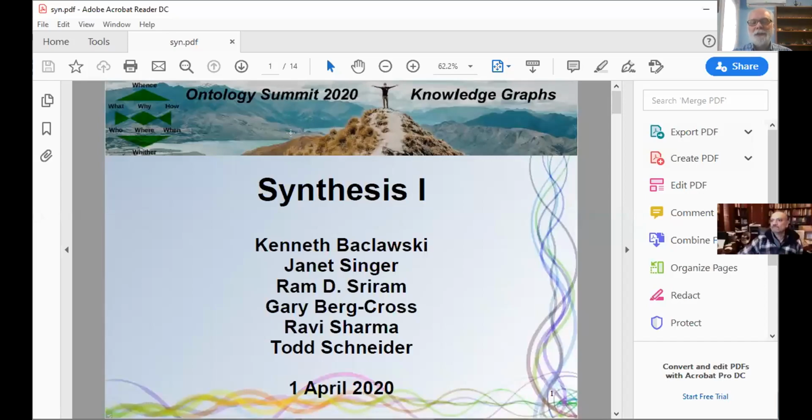So welcome everyone to Ontology Summit 2020. Today is the 1st of April 2020, and the session today is the second synthesis session. And I will be giving a presentation which is labeled Synthesis 1. Sorry about that. It was intended to be a summary of the first synthesis session, but I will give this presentation right now, and then actually during the presentation, hopefully, we'll begin the process of discussion to continue the synthesis process.